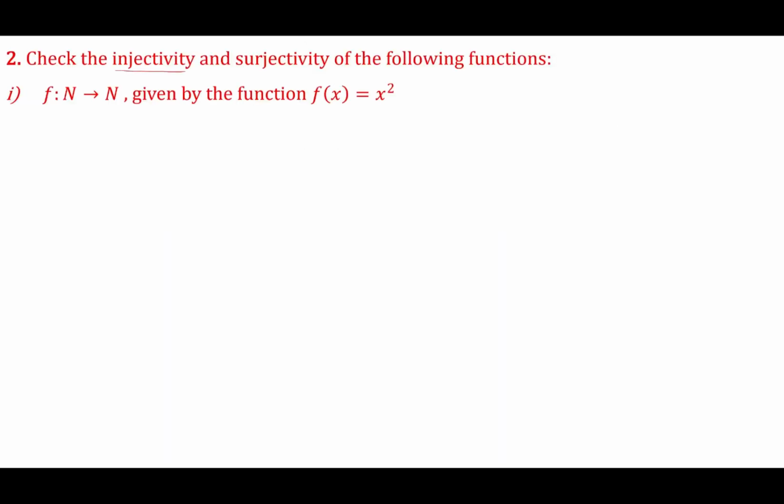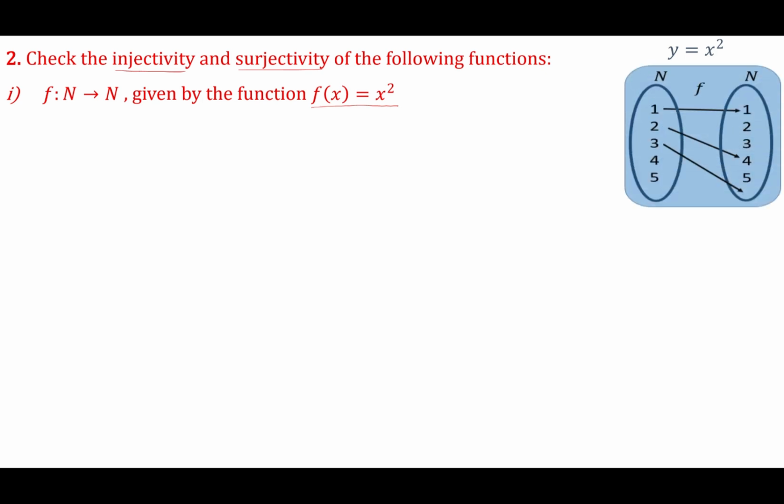Check injective, which means 1-1, and surjective, which means onto, of the following function. Function f is from N to N, natural numbers to natural numbers, defined by f of x is equal to x squared. I recommend drawing the figure first and then deciding whether the given function is 1-1 and onto. This is the given function, y is equal to x squared. All natural numbers to natural numbers.